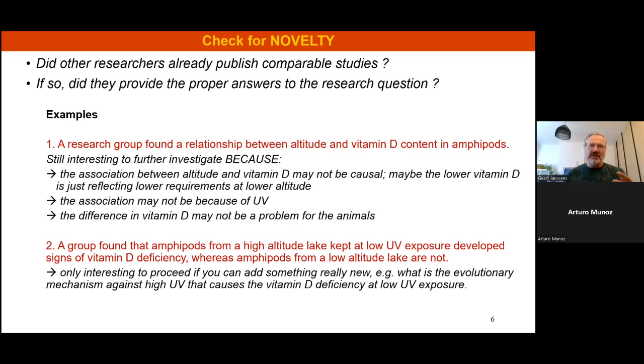In other words, if you can find out why those animals are actually developing vitamin D deficiency, it can help in general, and not just for these amphipods, but in general, it can help understand how you have to deal with vitamin D deficiency in those cases. And then it's still relevant to go further into that. But that's to check the novelty and find the gap in science that is still there.